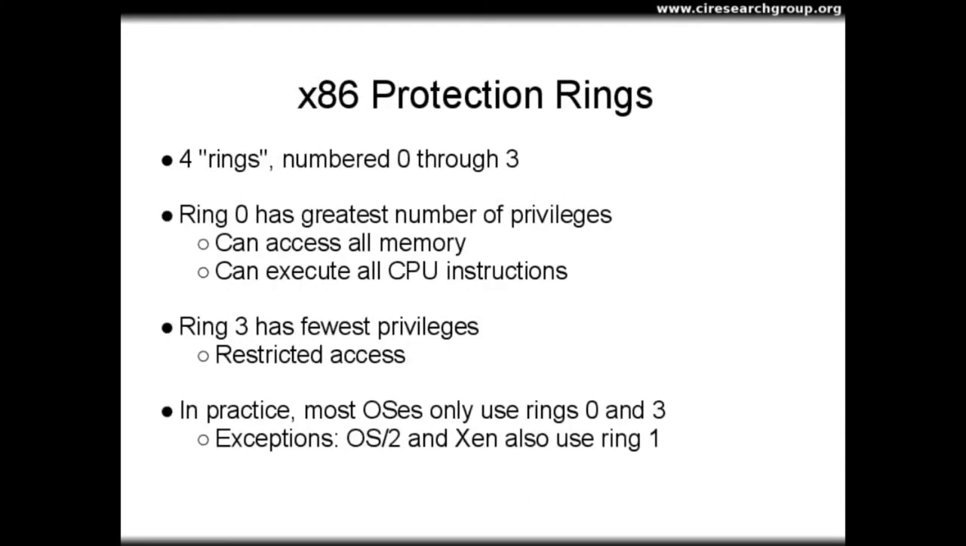On Intel-based systems, x86 and x86-64 systems, there are actually four modes available. These are implemented by what are known as x86 protection rings, which consist of four privilege levels numbered 0 through 3. Ring 0 has the greatest number of privileges. Code executing in ring 0 can execute any instruction that the CPU provides and can access all memory. Ring 3 has the fewest privileges. All the instructions are restricted to the set of instructions that are relatively safe. In practice, most operating systems actually only use Ring 0 and 3. OS/2 and Xen are the notable exceptions that make use of Ring 1.